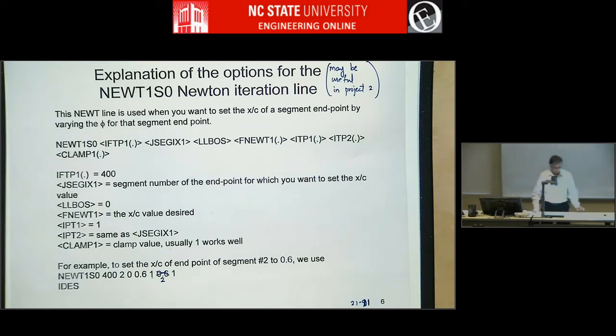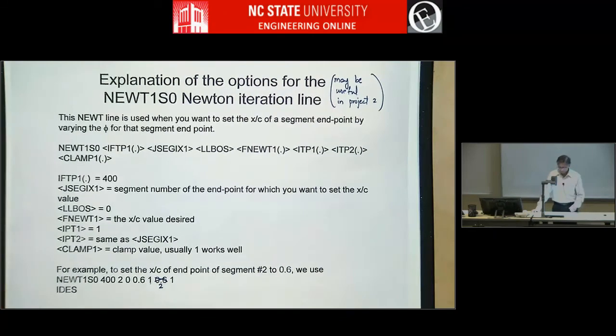Okay. So do you have some questions? Shall I proceed with this first and then go to the question? So remember that this Newt 1 S0 line is a way by which you can make a segment endpoint go to some desired x over c location.